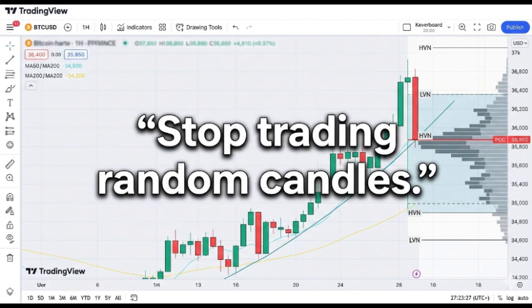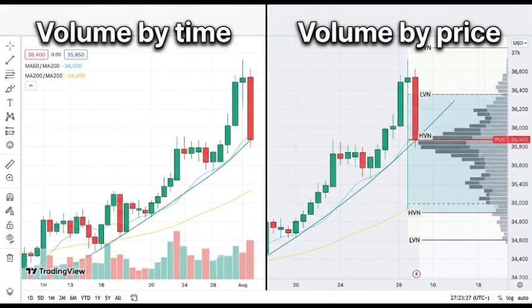In this video, I am going to show you how to use volume profile to improve your trading, how to read the most important levels on the chart, and how to use those levels to make better entries, better exits, and fewer emotional decisions. By the end of this video, you will understand POC, VAH, VAL, high volume nodes, low volume nodes, and how professional traders use these levels to read the market more clearly. Let us start with the basic idea.